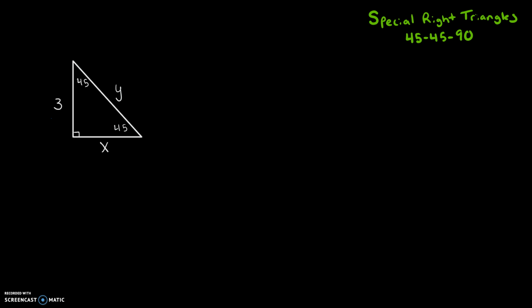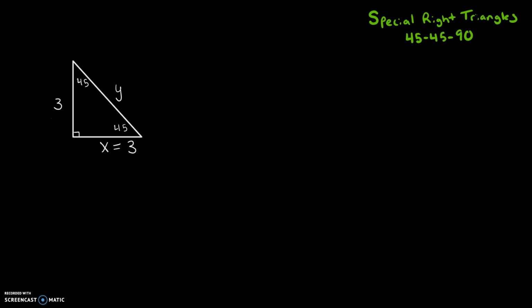Alright, so let's look at this problem. We are given one leg as 3, and we need to find the other leg and the hypotenuse. So right away, I know that this other leg, x, is also going to be equal to 3. With the 45, 45, 90, the legs are always the same. So whenever you're given that, easy points right there.